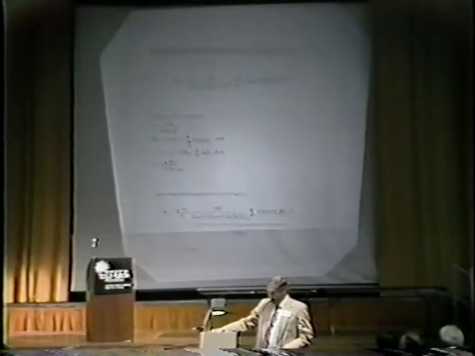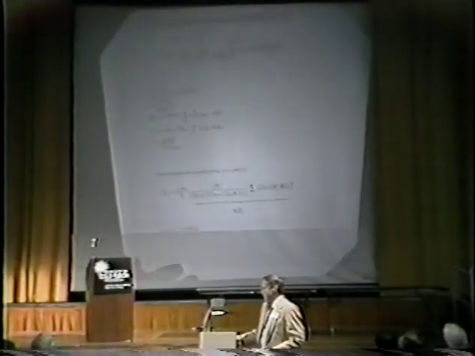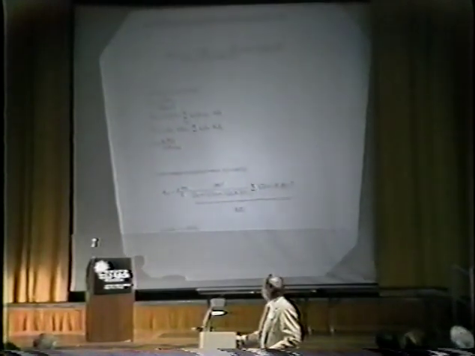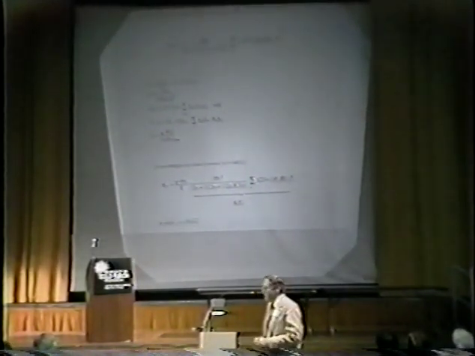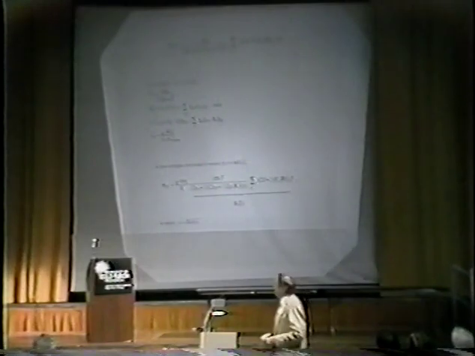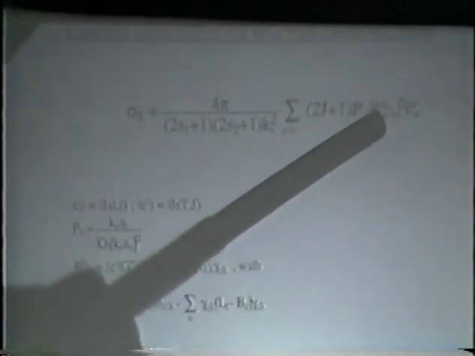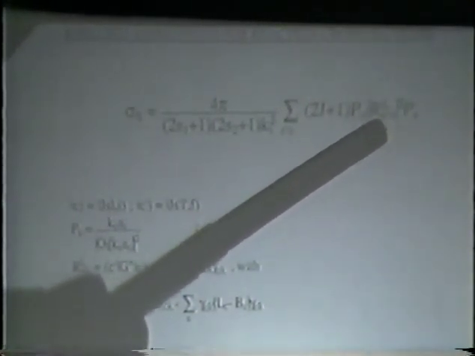First thing I show here is a description of how one calculates reaction cross-sections using this R-matrix approach. The central quantity that I'll be discussing is this R with a superscript L.